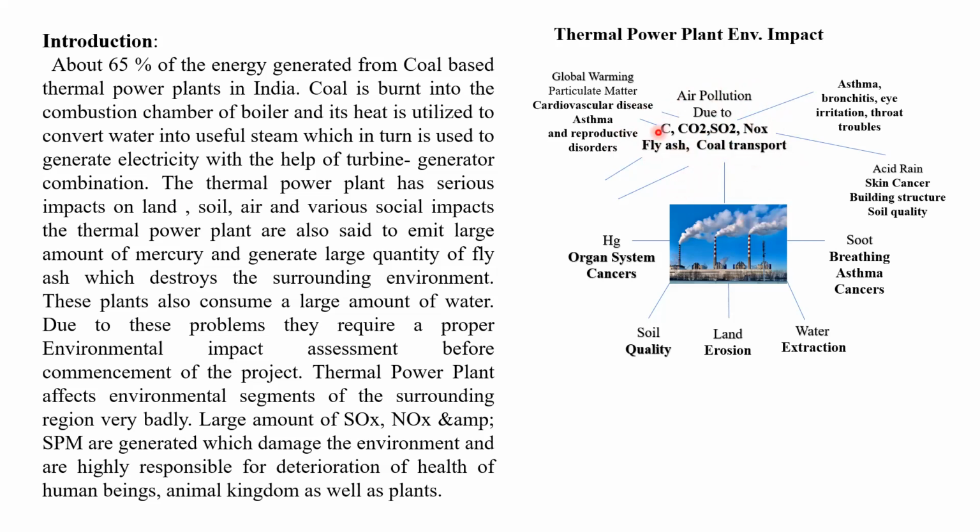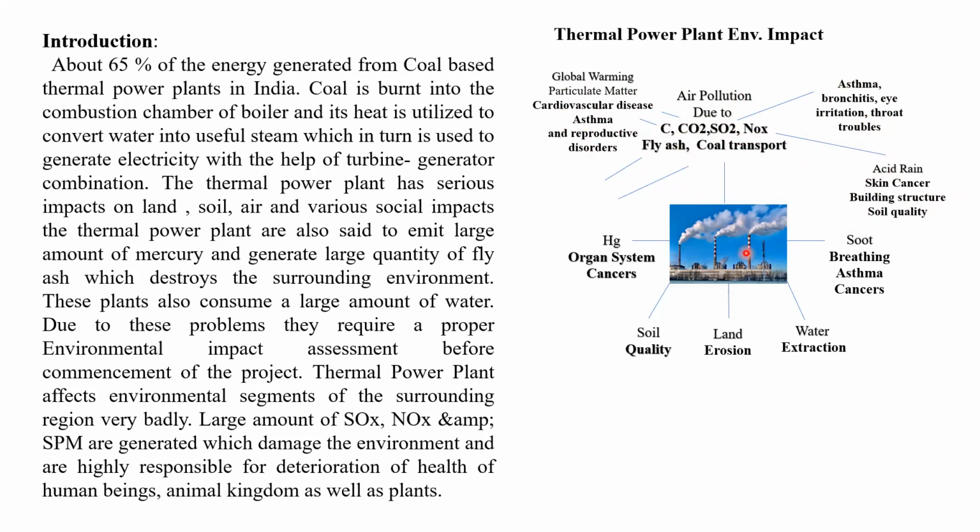What are the dangers to human health? Global warming, particulate matter, cardiovascular disease, asthma, and reproductive disorders are due to carbon and carbon dioxide. Sulfur and sulfur components cause asthma, bronchitis, eye irritation, and throat troubles. NOx components cause acid rain and skin cancer, building structure damage, and soil quality erosion.